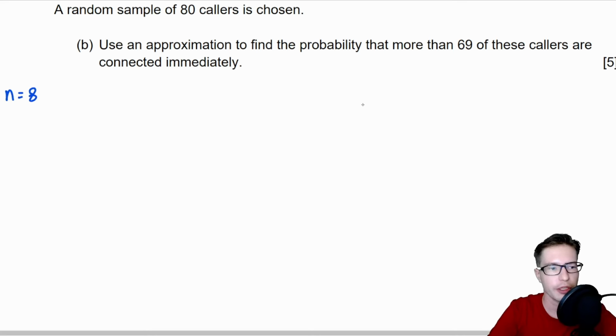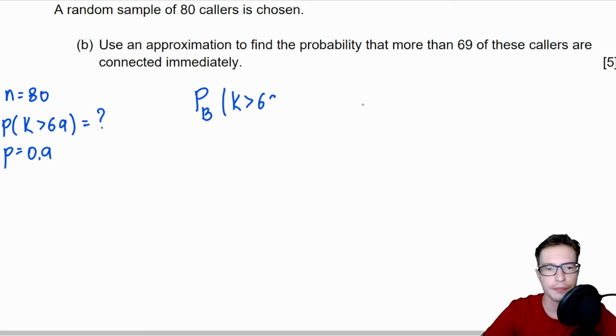Okay, now normal approximation to binomial distribution. Got a bigger sample, n equals 80, and we have to find a probability that k is bigger than 69. And still, the probability of a single success is 0.9.